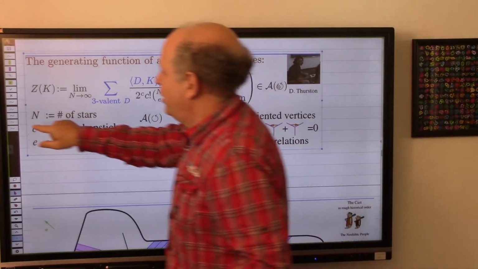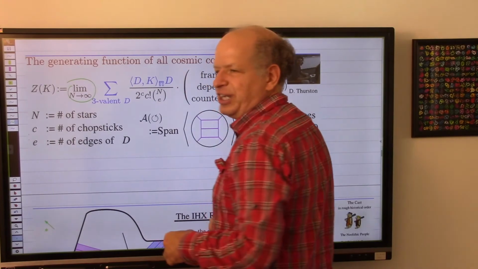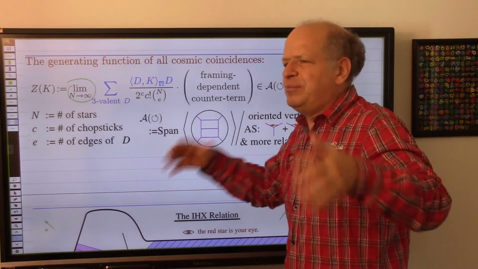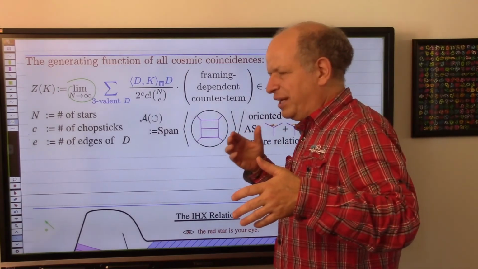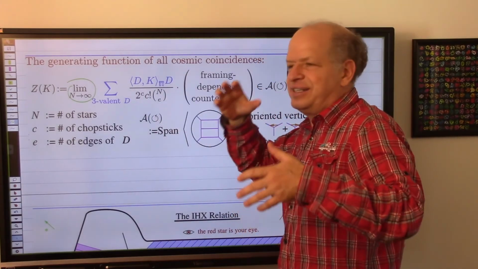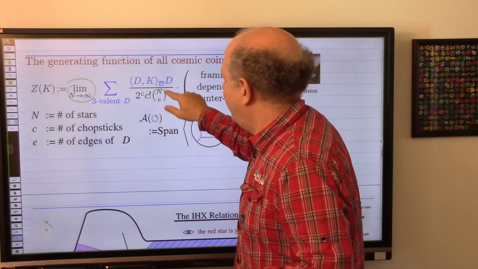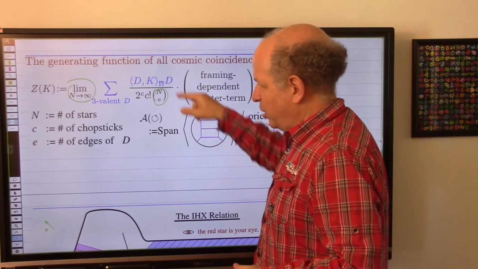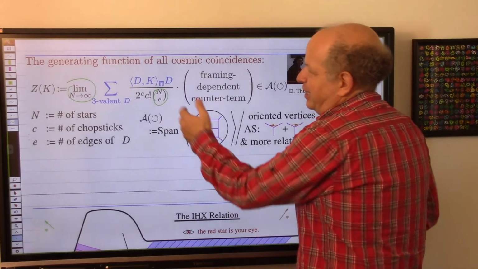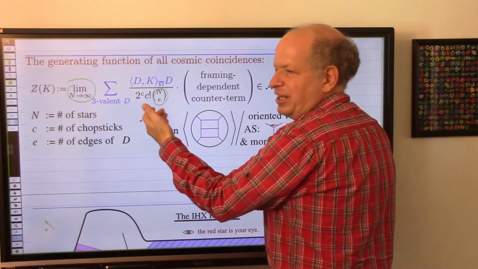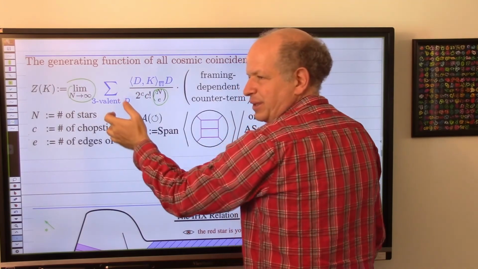So first of all, I'll take the limit as n goes to infinity. N is the number of stars. I basically want to have many, many stars so that the counting will make sense even for very, very complicated diagrams. But on the other hand, I will divide by n choose e, where e is the number of edges in a diagram. So I'll basically renormalize it so that if you increase the number of stars, these two things should cancel. Okay?